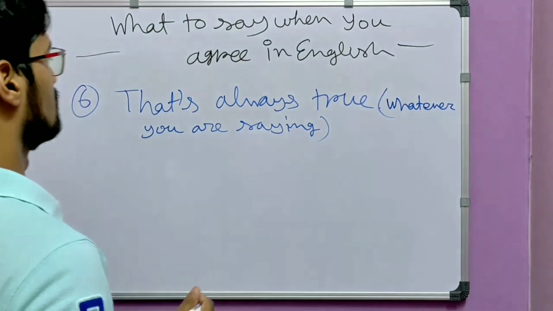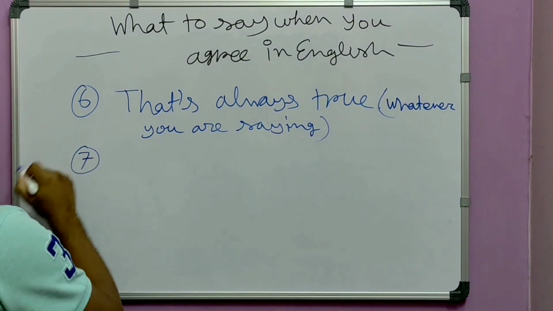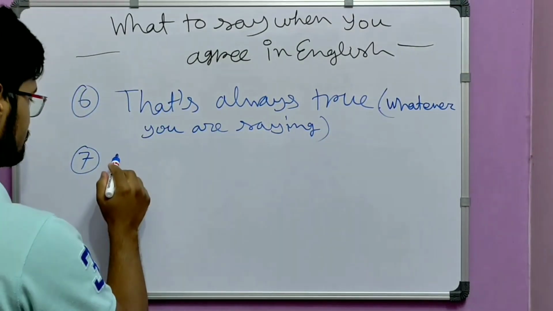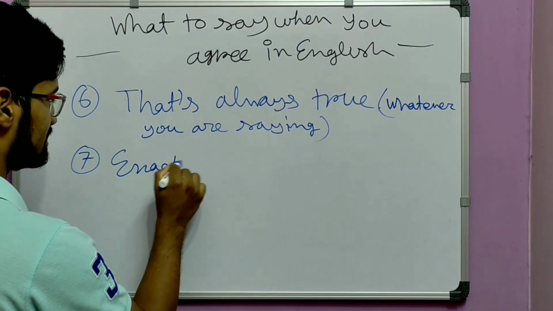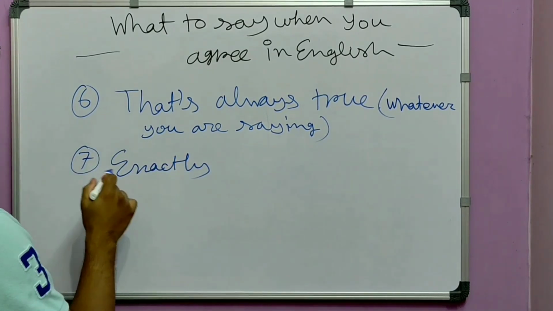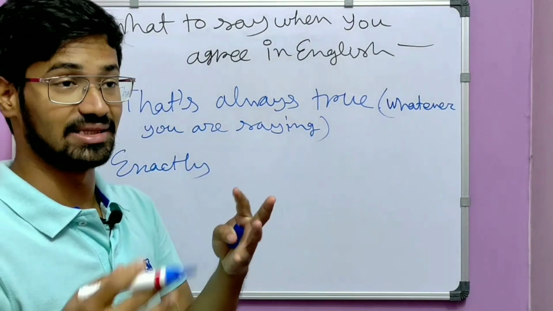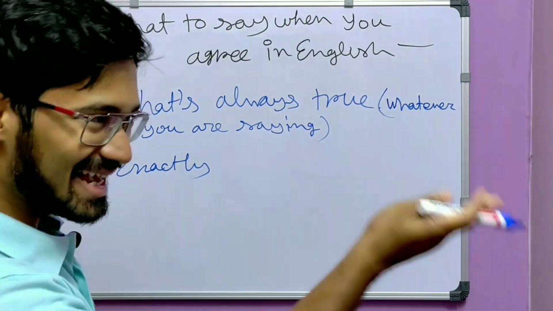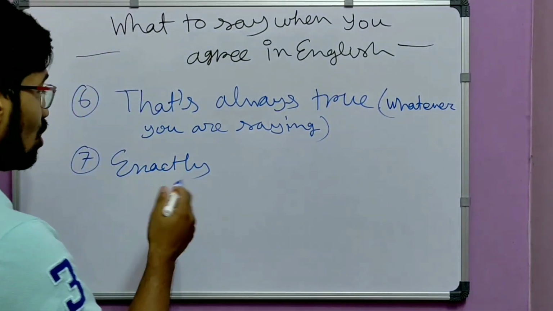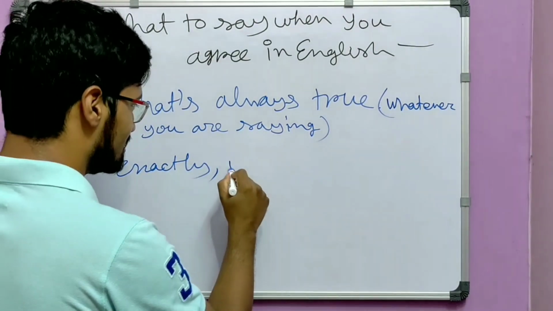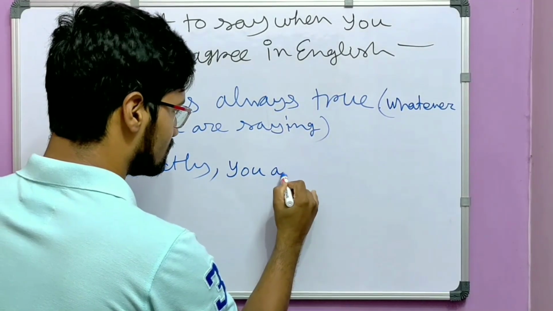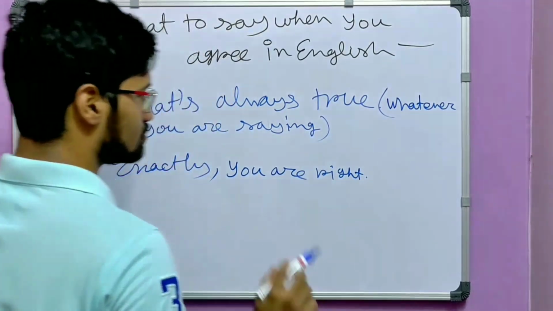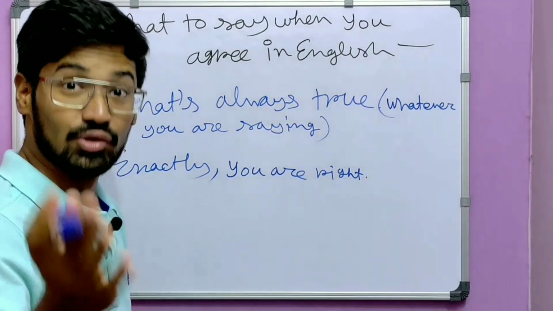Next, you can say exactly. Just say exactly. Number 7, when you agree with something, then you can say exactly. Or you can add something, exactly, you are right. You can say exactly, you are right.